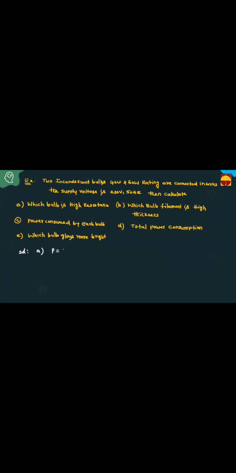P equal to V square by R. If the resistance is high, the power rating is less. That is, a 40 watt bulb has high resistance as compared to a 60 watt bulb. Even the B question is the same. R equal to rho L by A. If the thickness is low, resistance is high. Then R40 greater than R60, then A40 less than A60.